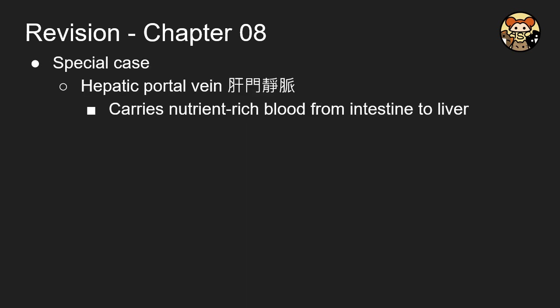And there is a special blood vessel which is called the hepatic portal vein. You learn it in chapter 6 because it is not connecting any organ to the heart. It is connecting the small intestine to the liver because it will carry the nutrient-rich blood to your liver for processing.